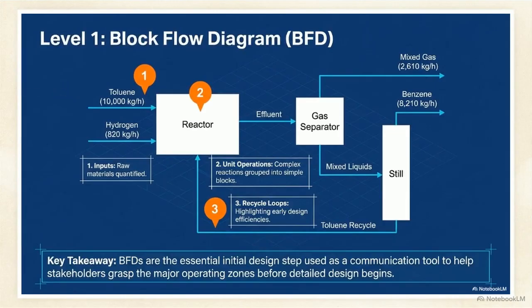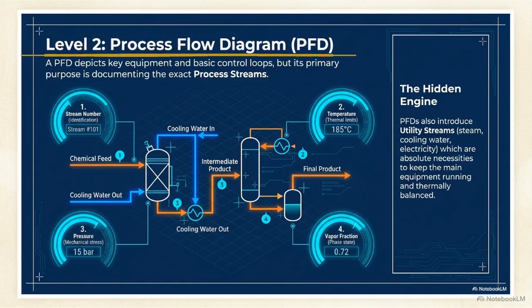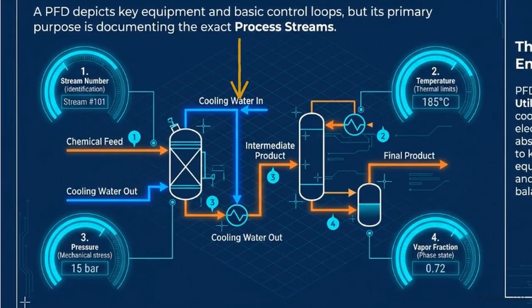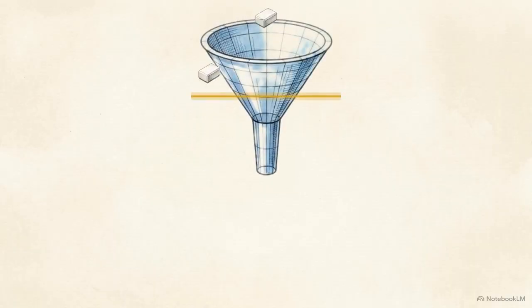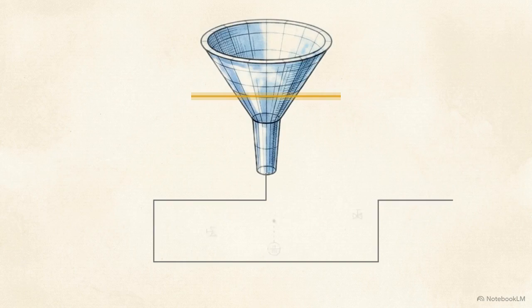Level 2 is the process flow diagram, documenting the exact physics of process streams. It locks in fluid pressure, flow rate, and temperature. Notice the blue utility streams delivering cooling water, absolute necessities for thermal balance. Progressing from basic blocks down to specific temperature streams acts as a progressively tighter filter, locking in the required chemistry before anyone designs a single physical pipe.